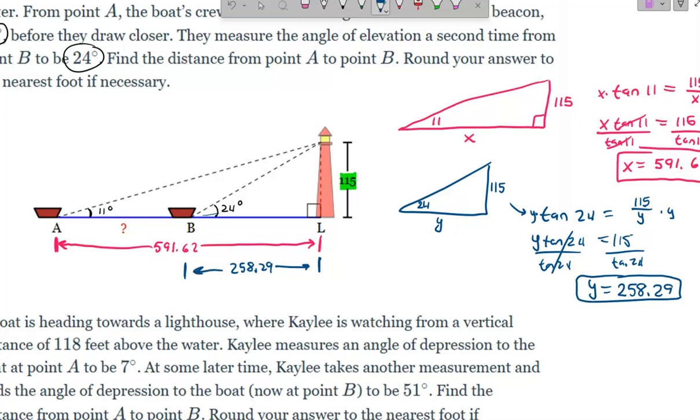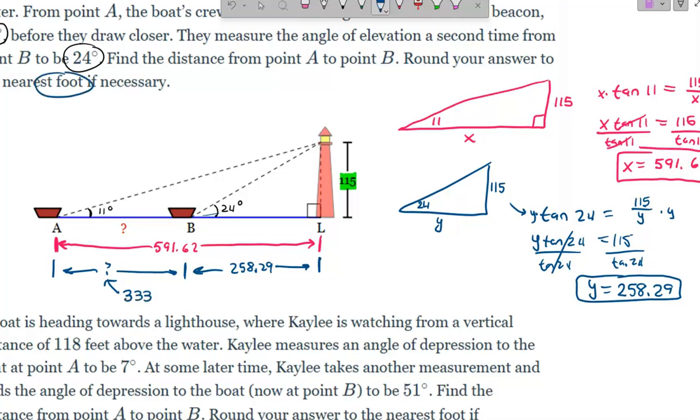So if we're now looking at the information provided, what we actually want is this measurement right here. And so hopefully we can see via the segment addition postulate, part plus part equals whole, that I can just take the 591, subtract the 258 from it. And when I do that, let's put that in my calculator, I'm going to get an answer of 333.3. So this missing measurement is 333.